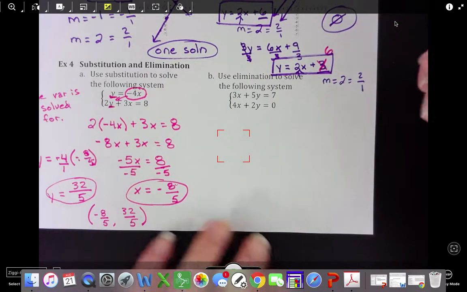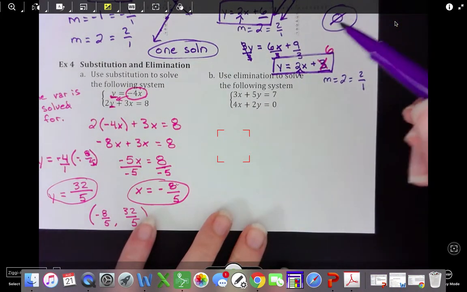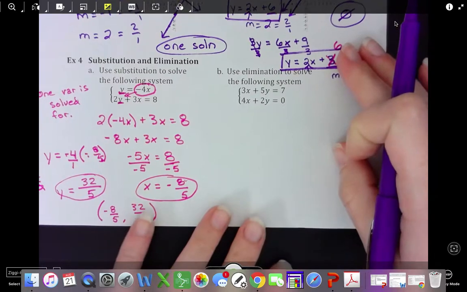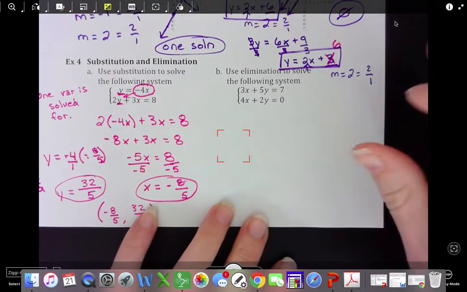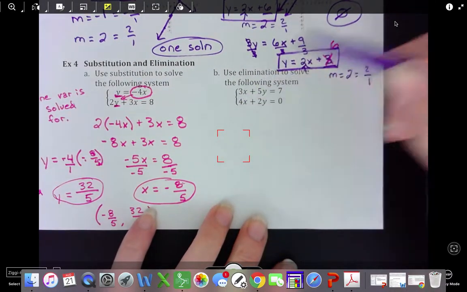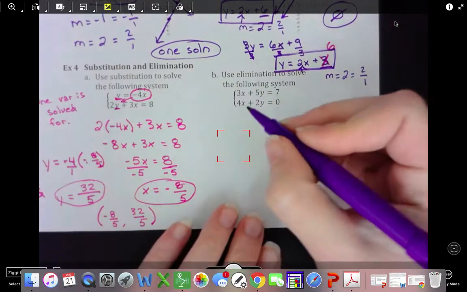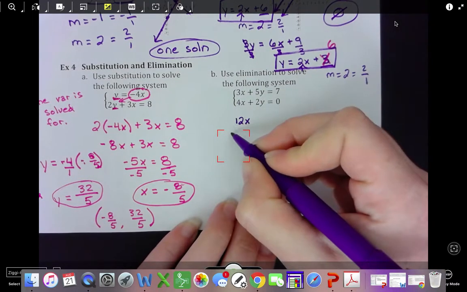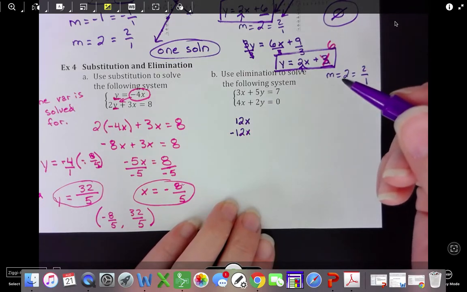Let's just go ahead and do the x. We're going to have to do a little bit of work to this example because they don't just directly eliminate out, but it's going to be all right in the end. So 3x and 4x, those are the values that I'm focused on. The smallest number that 3 and 4 both go into is 12. So what I want to do is make the top one 12x, and let's say the bottom one negative 12x. You see how those two would cancel out to be 0? I want to get rid of, or eliminate, the x.